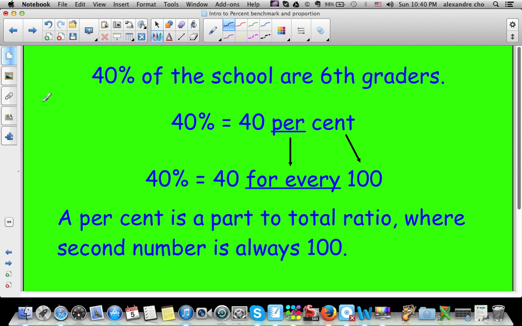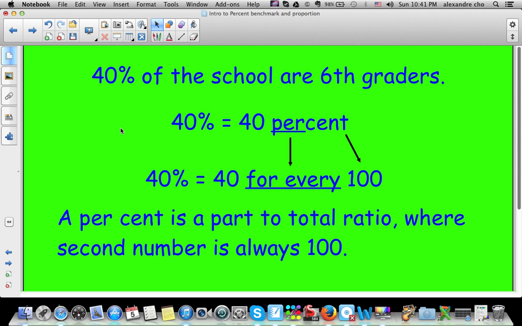All right, so this whole page you need to copy. Okay, and press pause, copy, and then I'll talk about it. All right, just a couple of corrections I want to make as you're copying. Okay, so let's look at the statement that says 40% of the school are 6th graders. Okay, and we want to focus on the 40%. So 40%, percent, per means for every. Okay, and you know what that means by now.